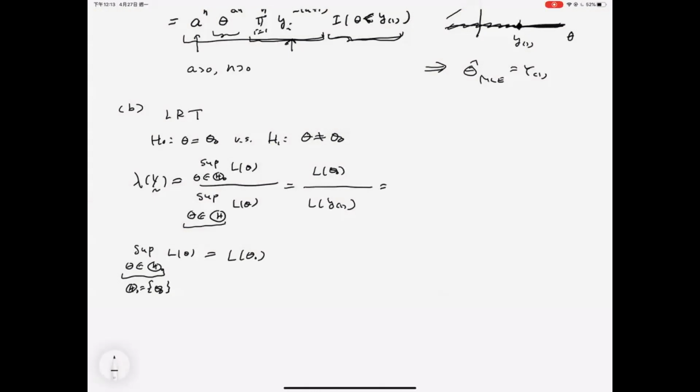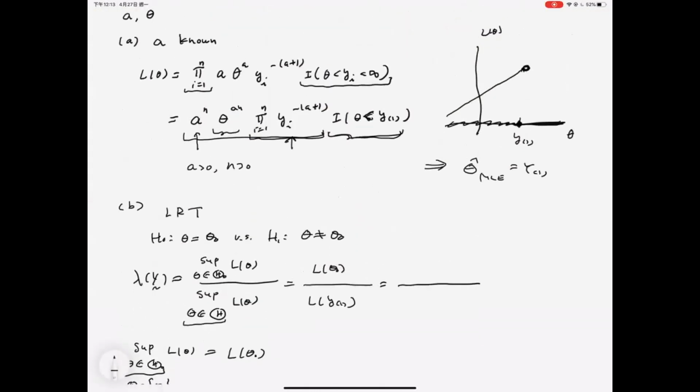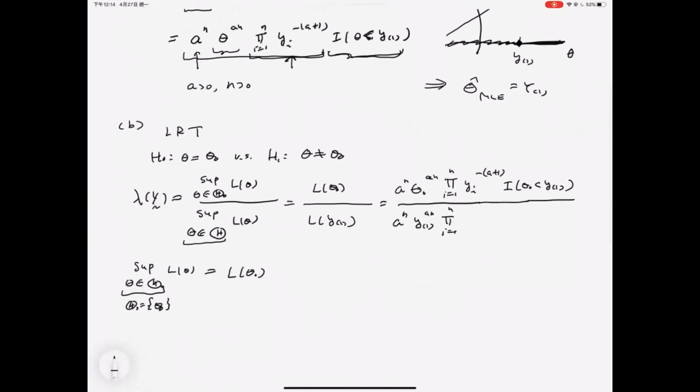Okay, then you just write down your likelihood function, you can go back to A right here. You plug in where theta is, for example theta zero, then the product from i equals 1 to n of yi minus a plus one, everything is the same, just plug in where theta zero is. Then the same thing right here, you plug in y1 where theta is, the product from i equals 1 to n of yi minus a plus one. And right here, of course, y1 really doesn't matter at all. It has to be satisfied.